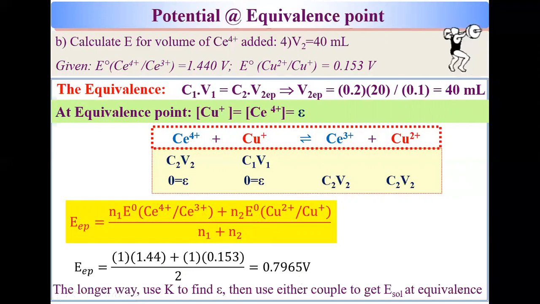The longer way would be to use K and find epsilon, then use either couple to get the E of the solution at equivalence if they ask for that.